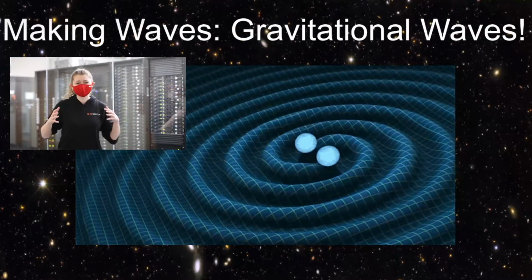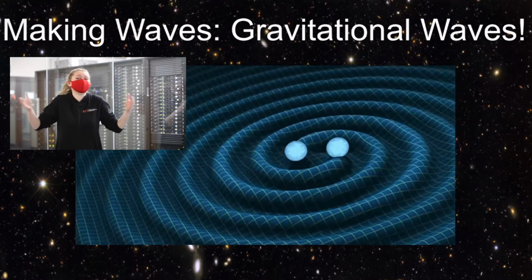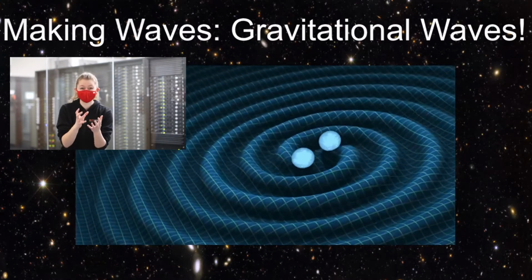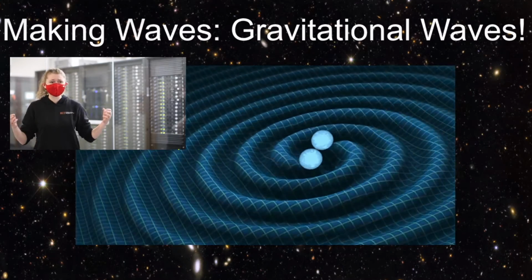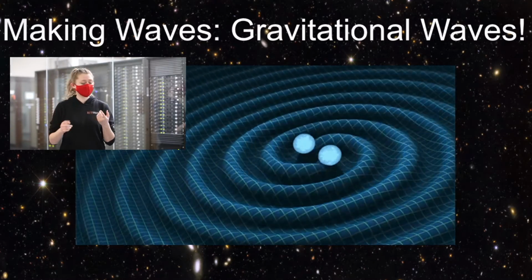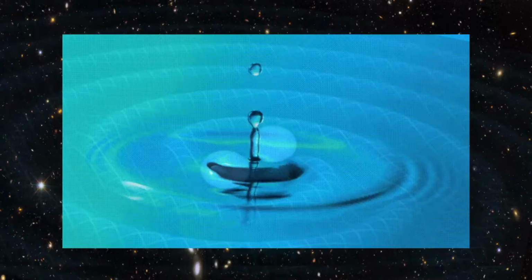Everyone, today we're going to talk to you about something super cool called gravitational waves that astronomers right here at RIT study. Gravitational waves are ripples in the very fabric of space and time itself, and we can detect them right here on Earth. So we're going to learn a little bit more about what gravitational waves are, how they're formed, and how we detect them.